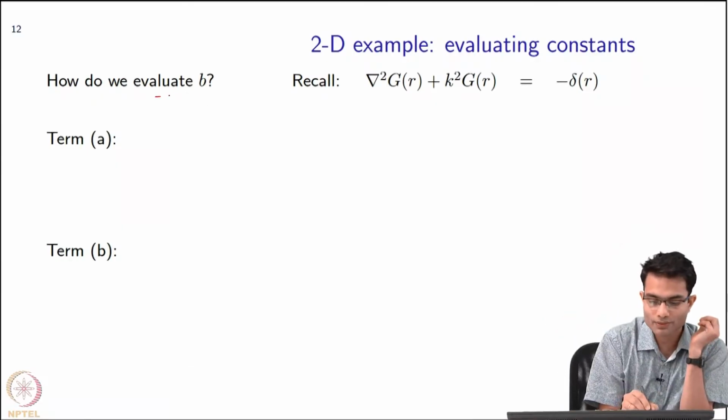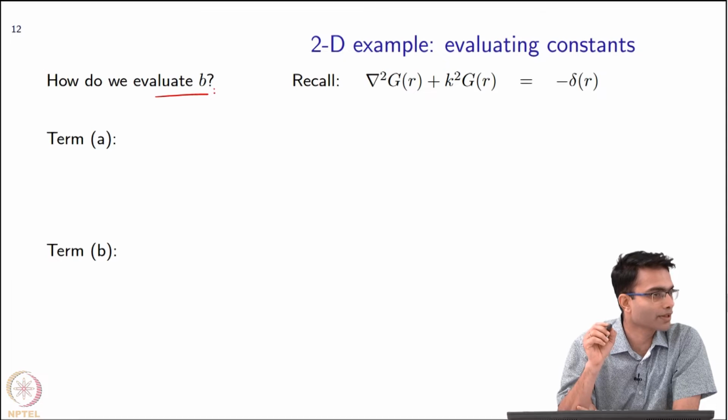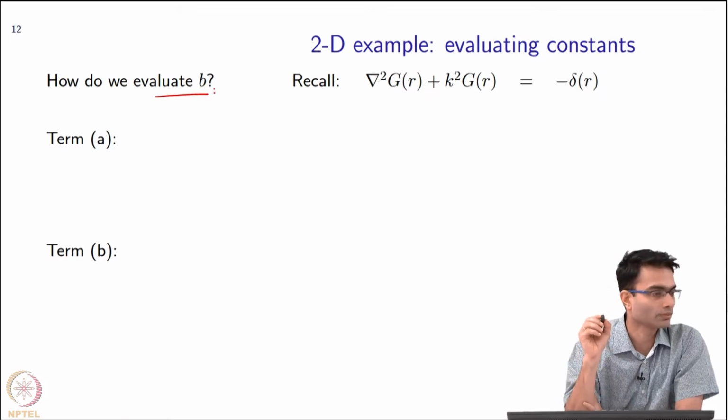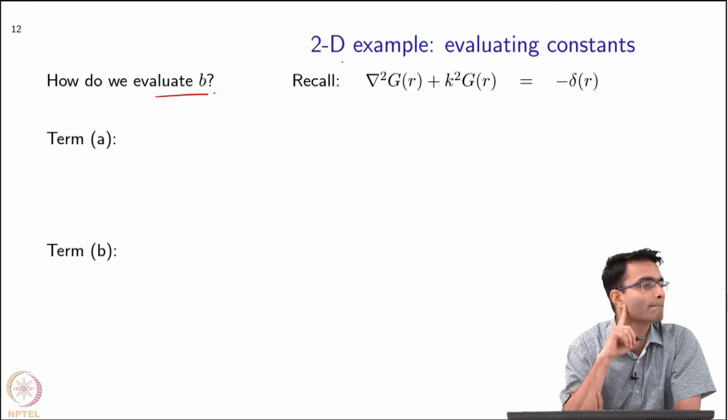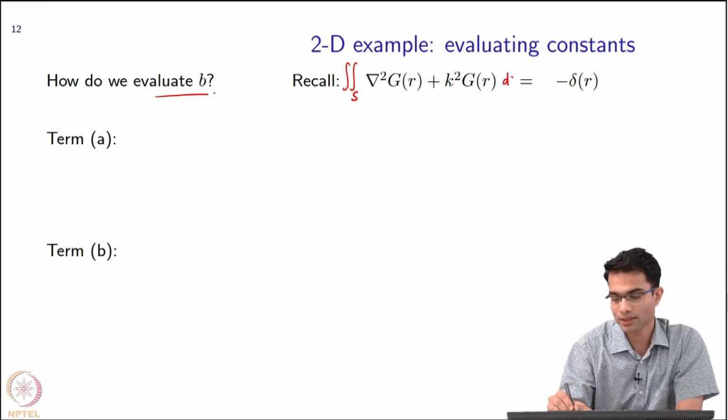So, to evaluate this constant b, I am going to take my definition of my Green's differential equation over here and do an integral. What kind of an integral should it be? 1D, 2D, 3D? A 2D integral, right. So, this is going to be an integral over S, ds.